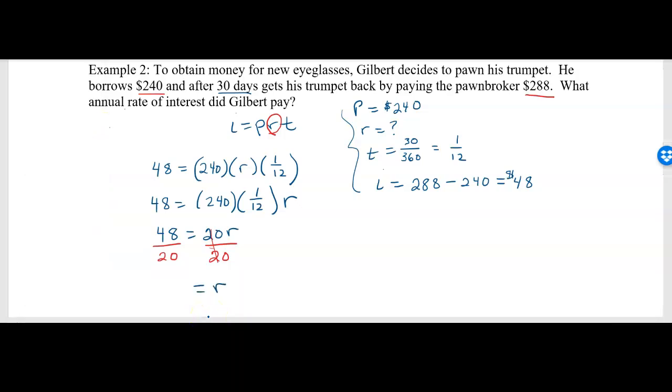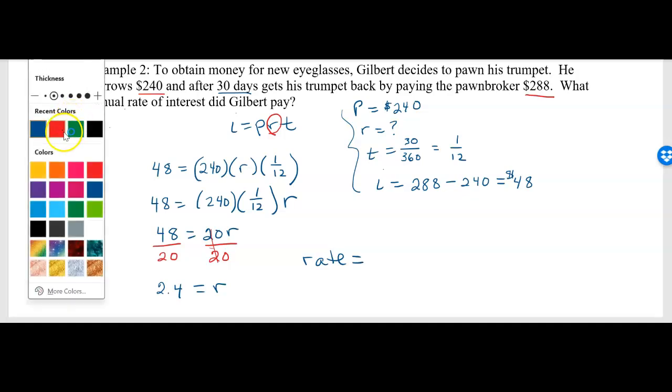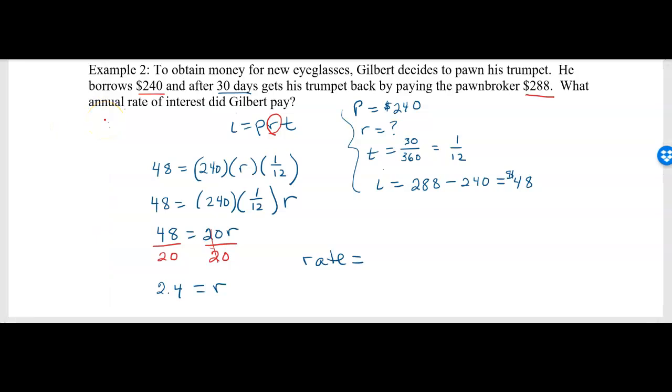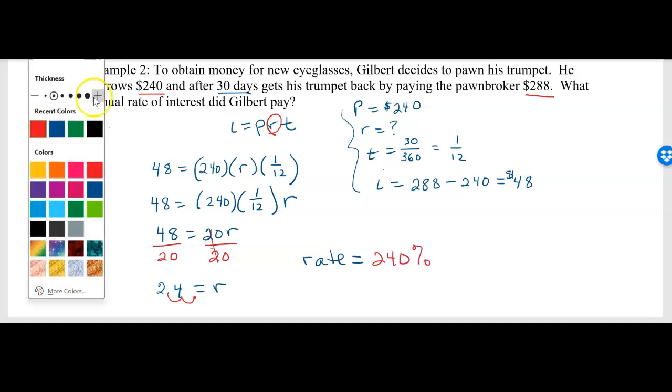I take 48 divided by 20 and we'll round to the nearest tenth. I think that's all we need. And that's 2.4. Now we're not done. That's not our answer. That's our rate, but as a decimal. Remember, we want to look at our rate as a percent. Well, if you remember what we talked about, when we change a decimal to a percent, we're multiplying by 100 or moving the decimal place 2 places to the right. That means that the interest rate was 240%.